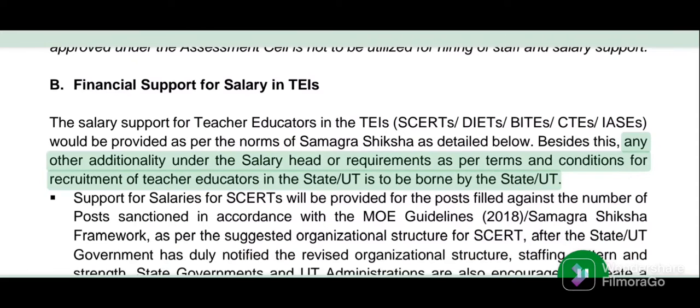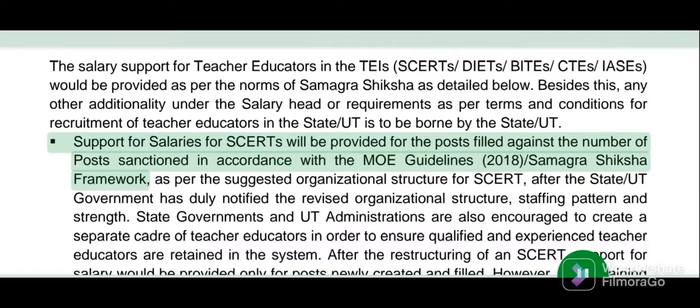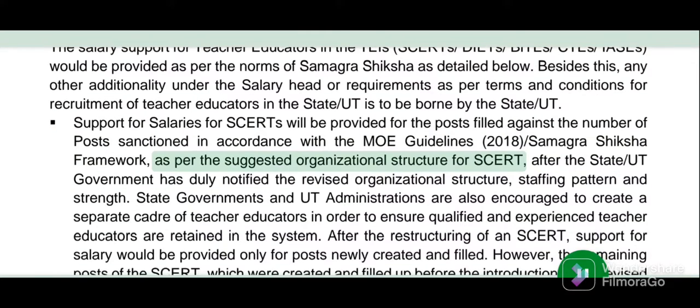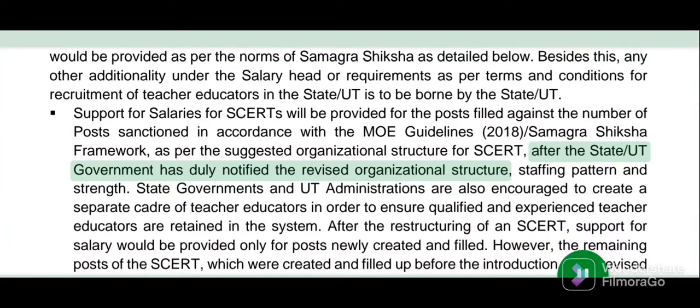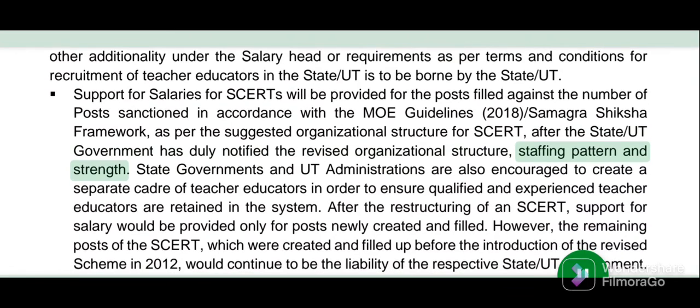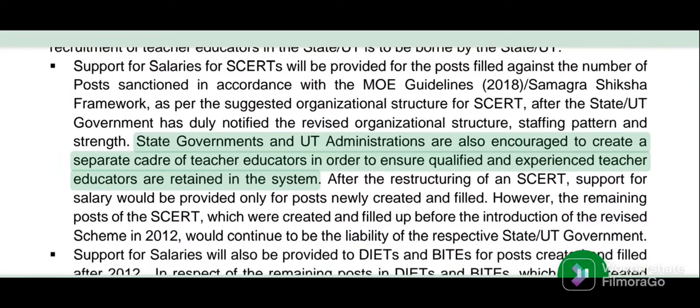Besides this, any other additionality under the salary head or requirements as per terms and conditions for recruitment of teacher educators in the state or UT is to be borne by the state or UT. Support for salaries for SCERTs will be provided for the posts filled against the number of posts sanctioned in accordance with the MHRD Guidelines 2018 Samagra Shiksha Framework, as per the suggested organizational structure for SCERT, after the state or UT government has duly notified the revised organizational structure, staffing pattern and strength. State governments and UT administrations are also encouraged to create a separate cadre of teacher educators in order to ensure qualified and experienced teacher educators are retained in the system.